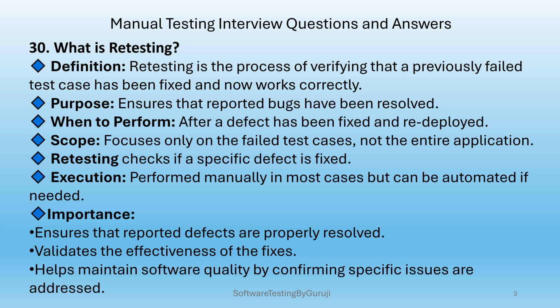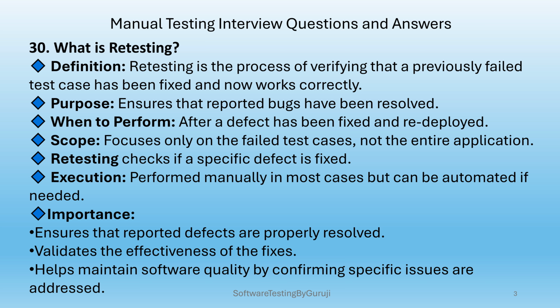What is retesting? The definition of retesting is the process of verifying that a previously failed test case has been fixed and now works correctly. Purpose of retesting: ensure that reported bugs have been resolved. When to perform: after a defect has been fixed and redeployed. Scope: focuses only on the failed test cases, not the entire application. Here we will not run the past test cases. Retesting checks if a specific defect is fixed.